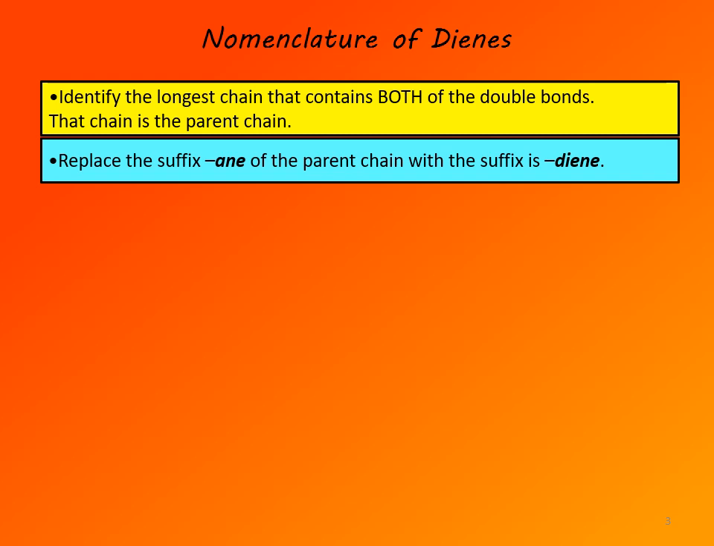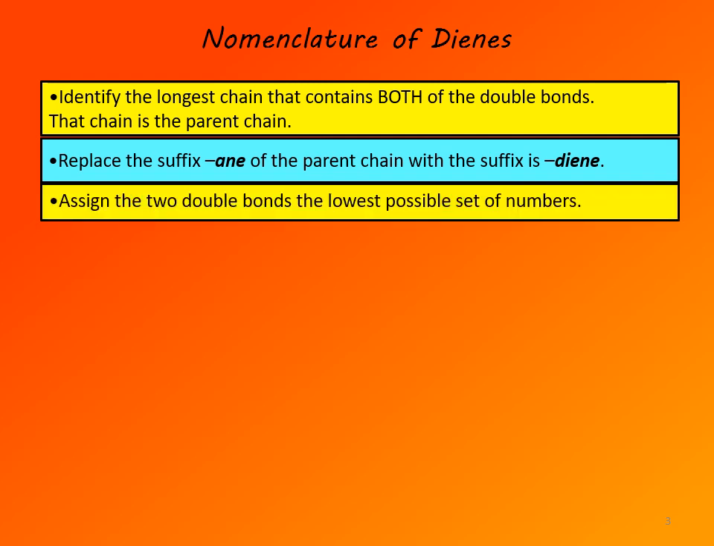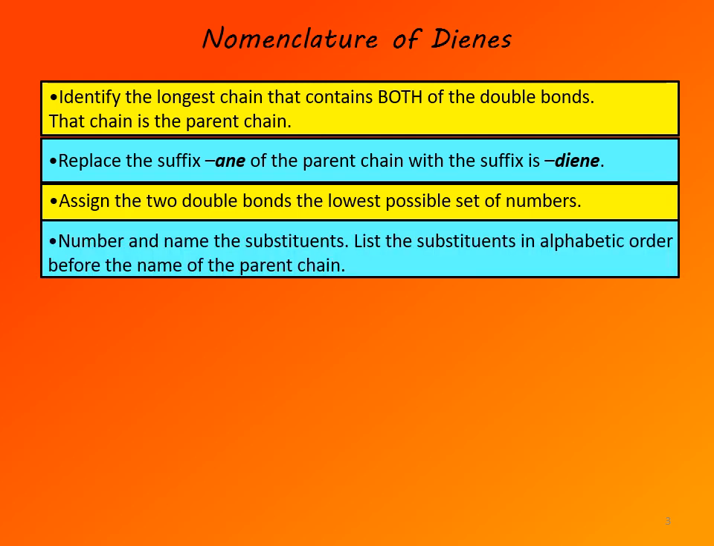So, name, of course, first the chain as an alkane, then replace suffix "-ane" of the alkane with suffix "-diene". Of course, suffix "-ene" means alkene, so diene means it is a diene, two double bonds. Then we should assign two double bonds the lowest possible set of numbers. Finally, number and name the substituents and list substituents in alphabetic order before the name of the parent chain.